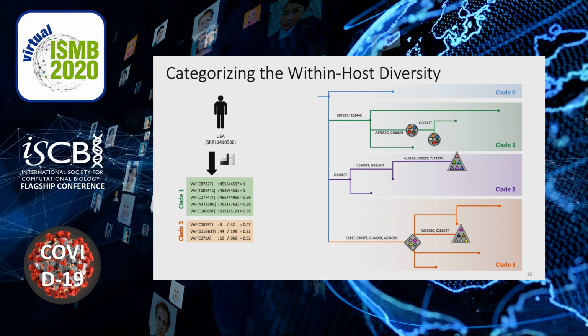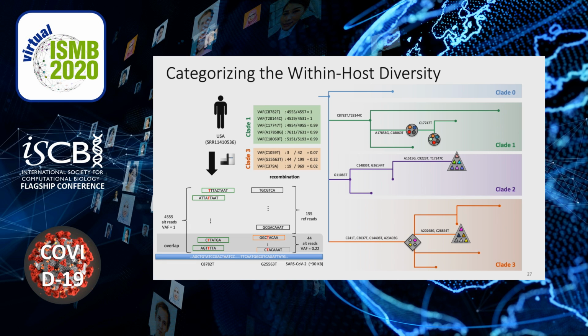Now, for some samples, it is not possible to deconvolve the mixture with the inferred strains. This sample, for example, has mutations that belong to different clades, and you can get pairs of mutations such that the sum of their VAFs is more than one. When this happens, there exists at least one strain that has both those mutations.